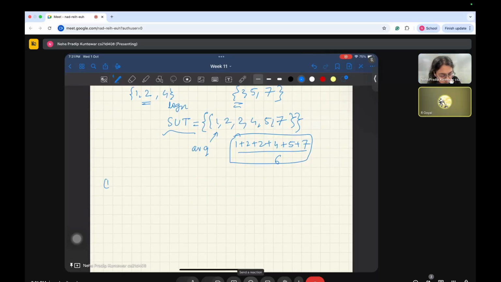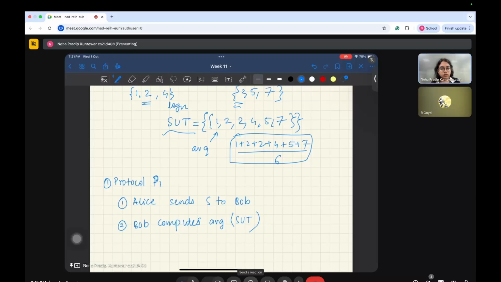What is the protocol? Let me write that. Protocol one is that Alice will send her entire set to Bob, and then Bob computes the average of S union T, and reports this average back to Alice if required.